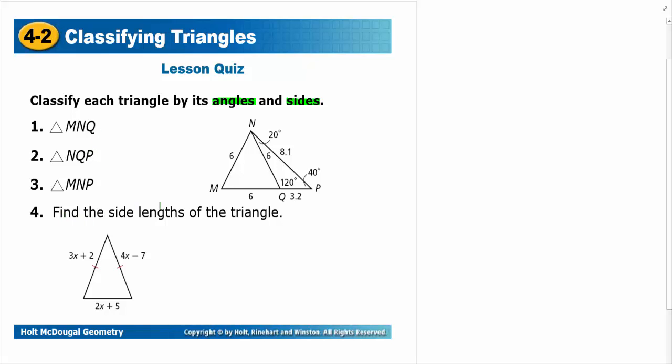Here it says find the side lengths of the triangle. Again, the key here, it's got 2 congruent sides, right? So remember what you do if you have 2 congruent sides. You set up your equation and solve it. I'll let you figure that out, but make sure you do that. I'm trying to give you some hints here so you guys do well in your lesson quizzes. You have no excuse. Okay, do well.